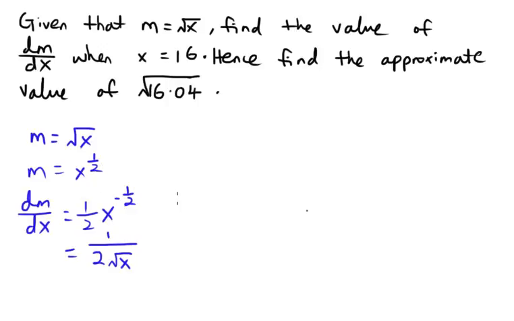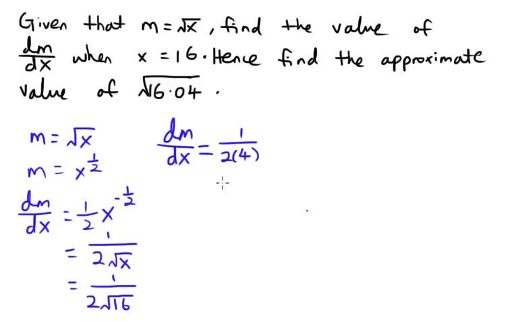Now, x equals 16. So when x equals 16, we put in 1 over 2 times the square root of 16. So dm/dx equals 1 over 2 times 4, because the square root of 16 is 4. So you get 1 over 8. So this is the first part: the value of dm/dx when x is 16.